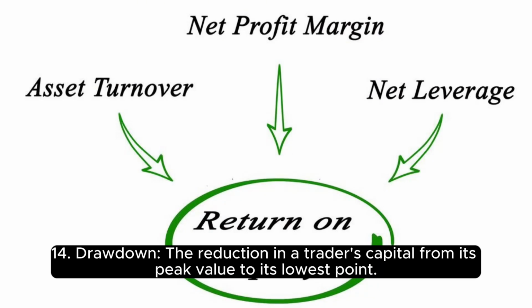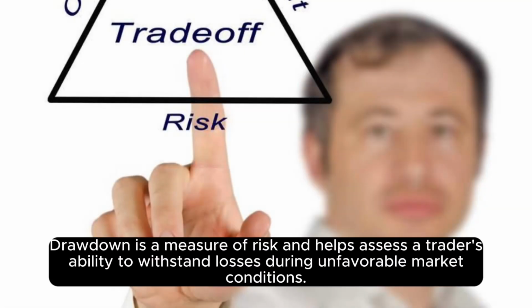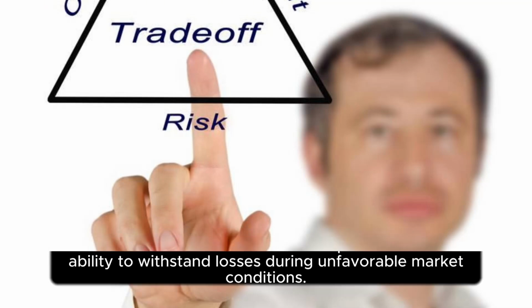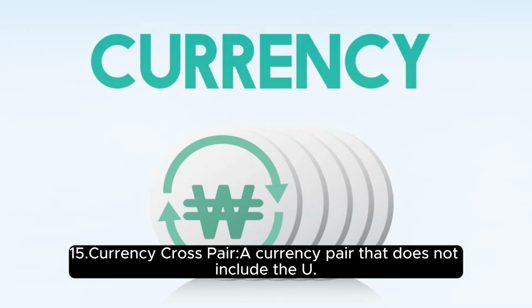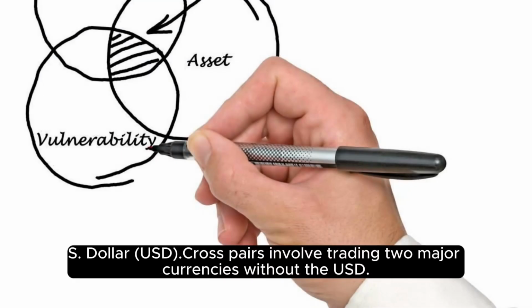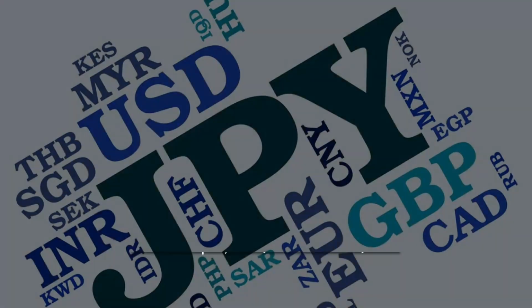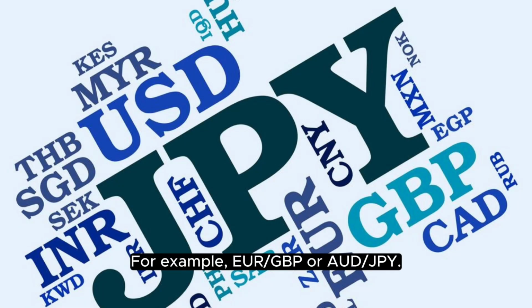14. Drawdown. The reduction in a trader's capital from its peak value to its lowest point. Drawdown is a measure of risk and helps assess a trader's ability to withstand losses during unfavorable market conditions. 15. Currency cross pair. A currency pair that does not include the US dollar (USD). Cross pairs involve trading two major currencies without the USD. For example, EUR/GBP, AUD/JPY.